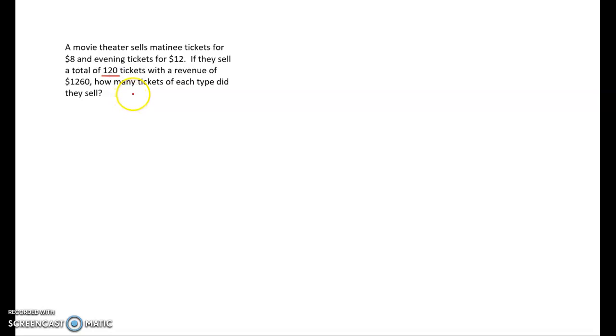So that's what I like to look at first. I'm going to just add my matinee tickets, however many of the matinee ones I sold, plus however many of the evening, is going to be 120 tickets. So that's what I think of as my quantity equation.